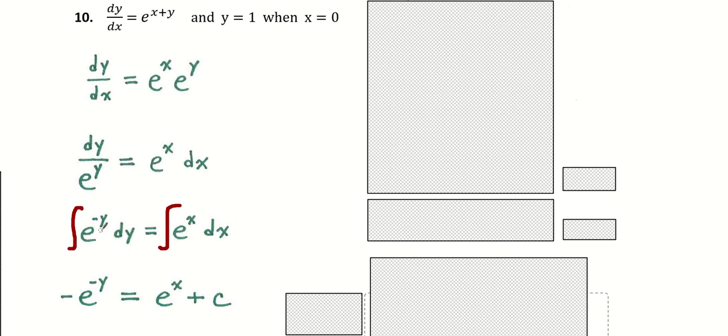But on the left side, you would technically let u equal negative y, right? You would let u technically equal negative y. And then when you go through that whole song and dance, you end up with this negative now in play. So that's what's going on with this negative. It's because of the whole rigmarole of u substitution, okay?